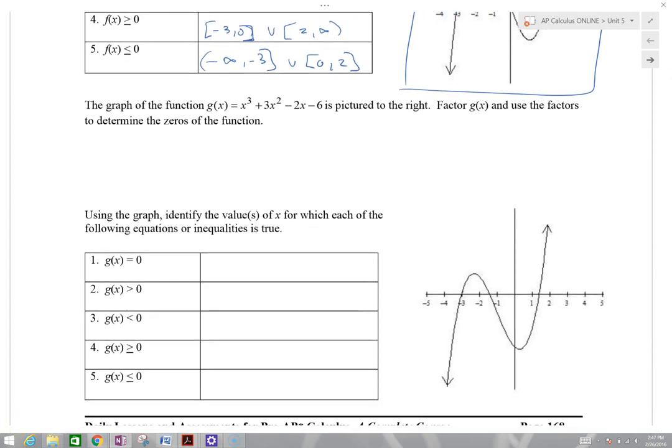Now we're given a different function, g of x, and again, we're going to factor to find the zeros of the function. If you'd like to challenge yourself to see if you can do it, factoring by grouping looks like the way to go. You can pause this right now, otherwise I'm going to work it out.